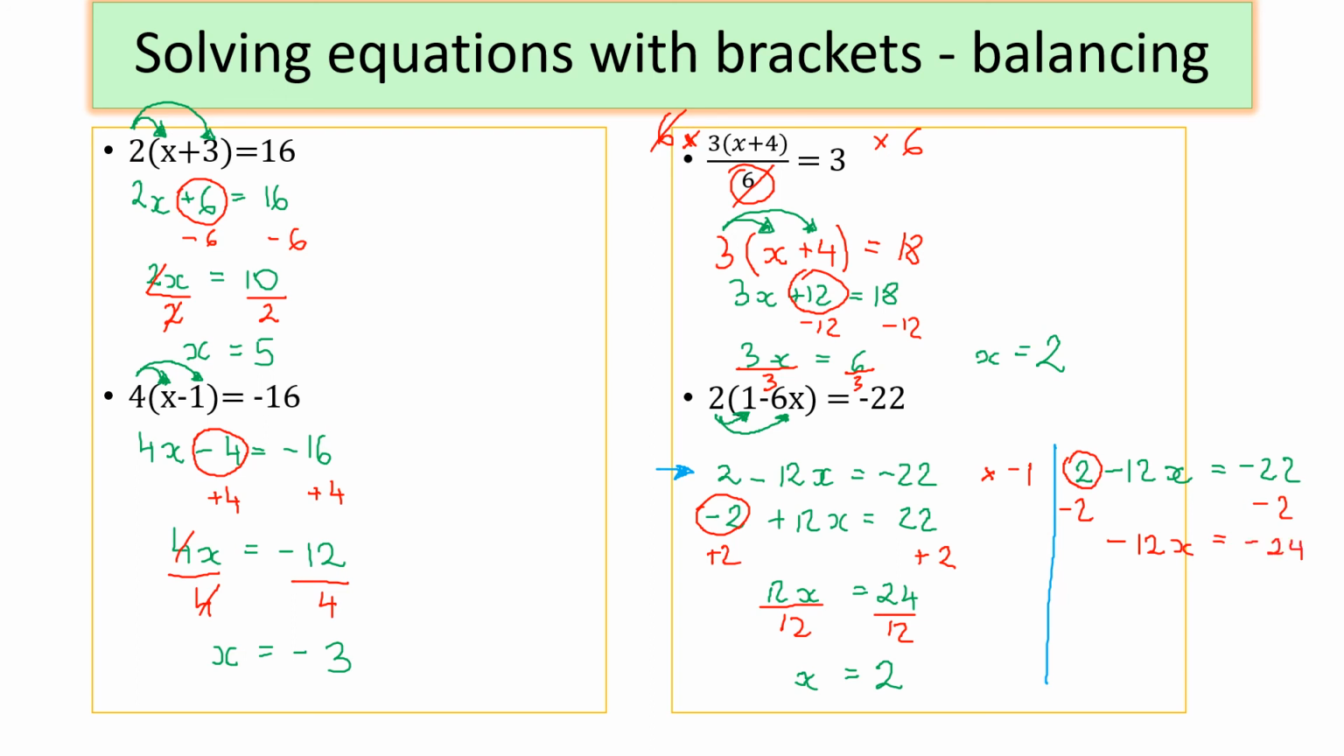Now to get rid of the negative 12x, I have to divide by negative 12. I have to do the same to both sides. Now the negative 12 and negative 12 cancel, and I have x equal, now because I have negative 24 divided by negative 12, that is positive 2. So you can see that we still get the same answer even though the method is slightly different.